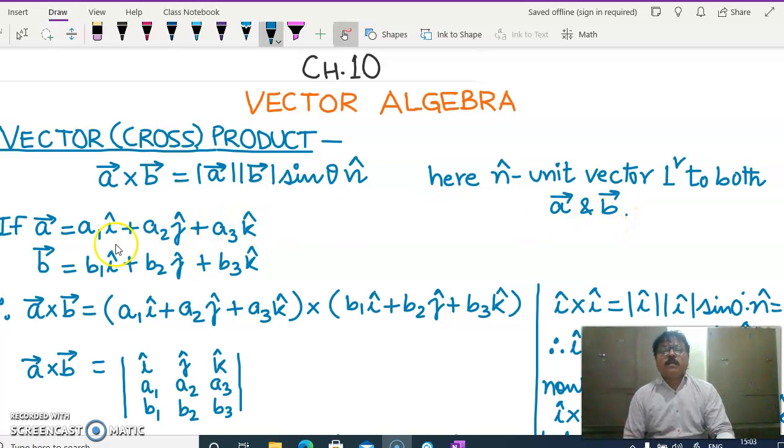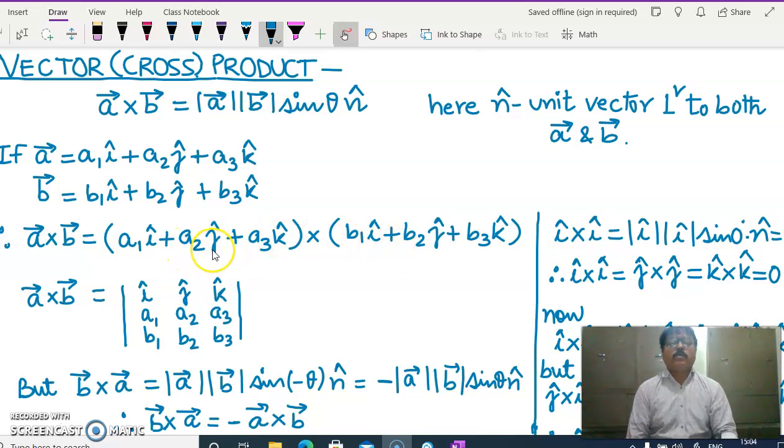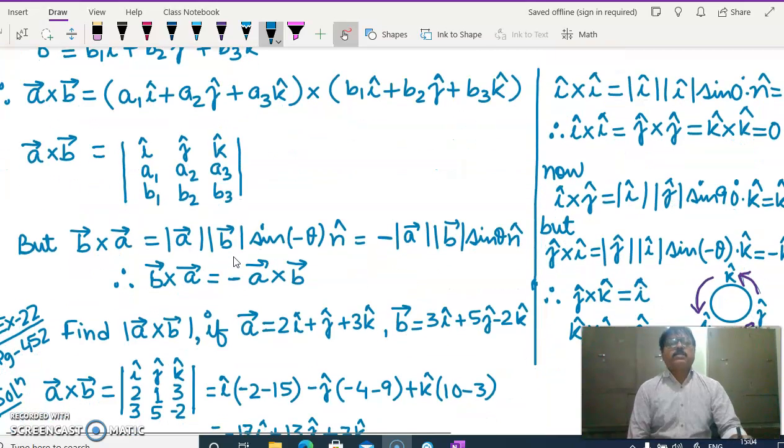So let us take one example over here in terms of component forms. If vector A is represented as A1 i cap plus A2 j cap plus A3 k cap, and vector B is represented as B1 i cap plus B2 j cap plus B3 k cap, we can write A cross B as A1 i cap plus A2 j cap plus A3 k cap cross B1 i cap plus B2 j cap plus B3 k cap, which will be very difficult for us to solve. So let us first see how we can do that, because A1 B1 i cross i. Now we don't know what is the value of i cross i, or maybe i cross j, or maybe i cross k. So for that, first let us go for this.